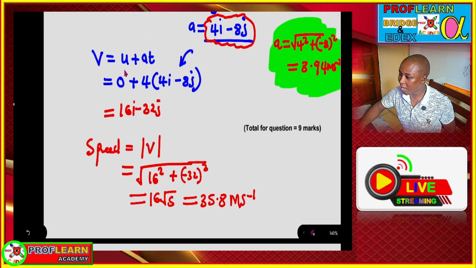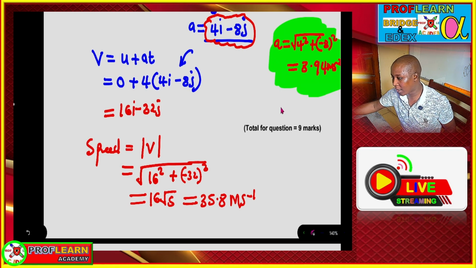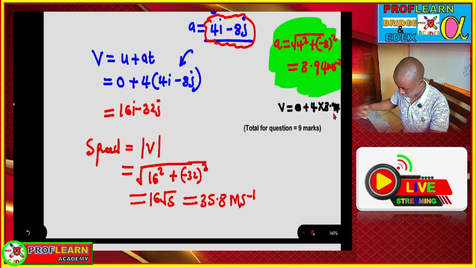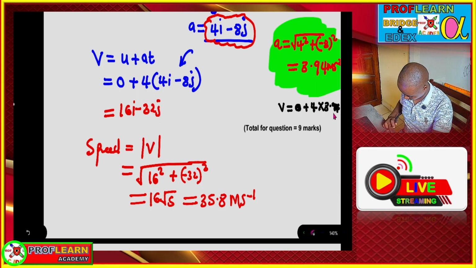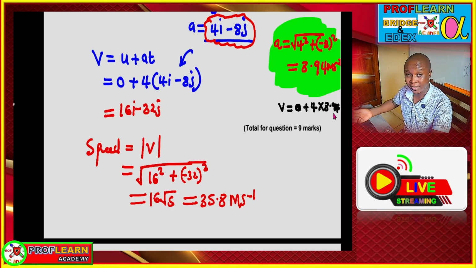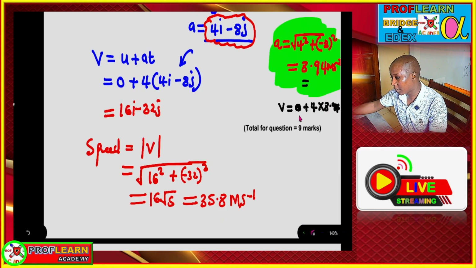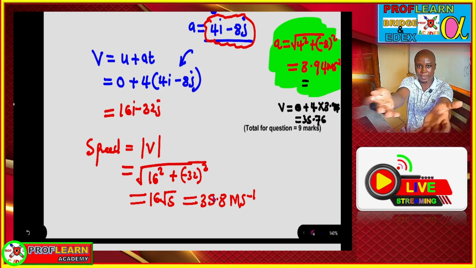So that's one way you are going to deal with this. Or you could have just worked out the acceleration, and then once you have the acceleration, you can say velocity is going to be equal to what? 0 plus 4, because the time was 4 seconds, times 8.94. So 4 times 8.94 is going to translate to what? 35.76, which is typically the same.